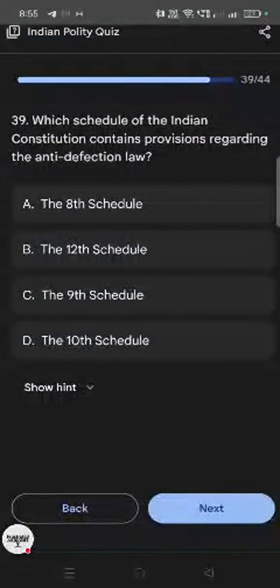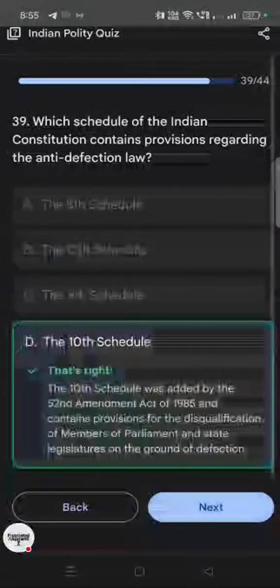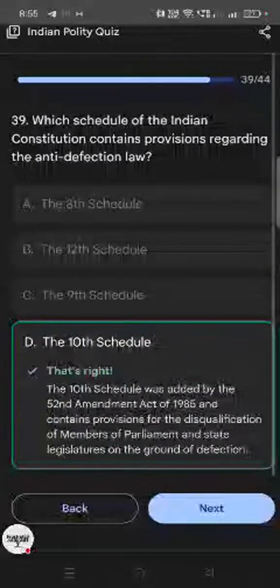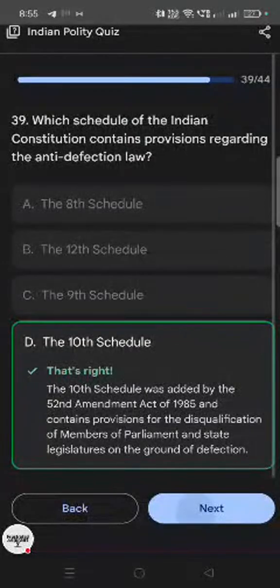Which schedule of the Indian Constitution contains provisions regarding the anti-defection law? The 10th Schedule, added by the 52nd Constitutional Amendment, contains provisions for the disqualification of members on grounds of defection.